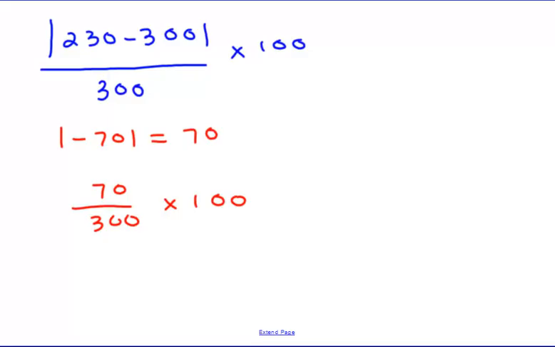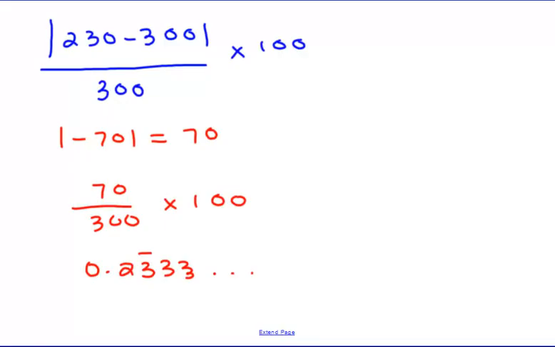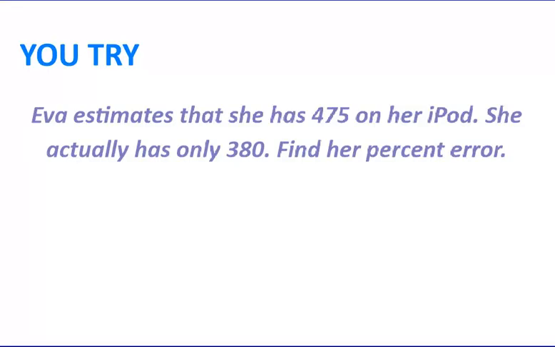So 70 divided by 300, that's also going to give us a long decimal, and it's going to be 0.2333333, basically the 3 repeating. Okay? When you multiply that times 100, and you round to the nearest hundredth, that's going to give you 23.33%. All right, you go ahead and try this one.